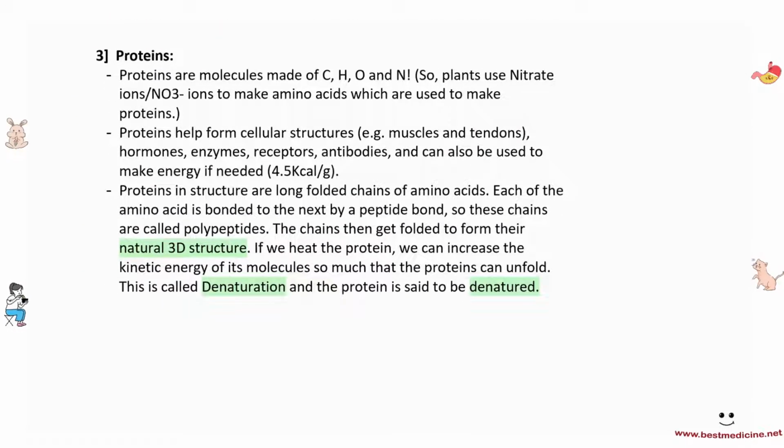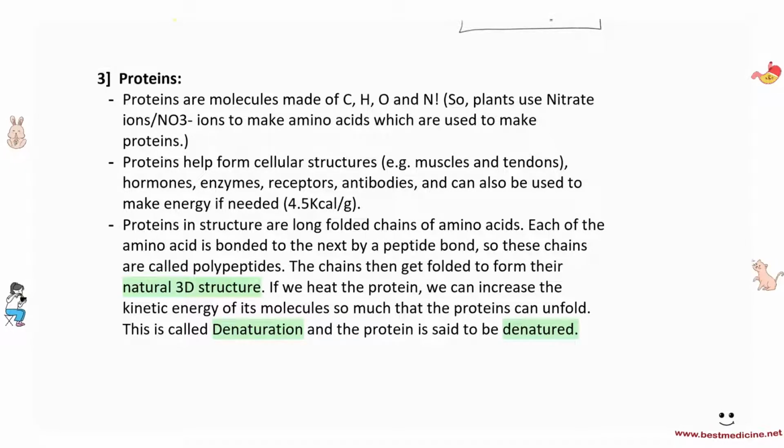And next up we have proteins. Okay, so the next type of biological molecule is proteins. Proteins are molecules that are made up of amino acids. And amino acids are made up of carbon, hydrogen, oxygen, and nitrogen, which is a new thing because remember, carbohydrates were only made up of carbon, hydrogen, and oxygen. Lipids were only made up of carbon, hydrogen, and oxygen. Proteins also contain nitrogen. Therefore, plants use nitrate ions to make amino acids, which help in making proteins.